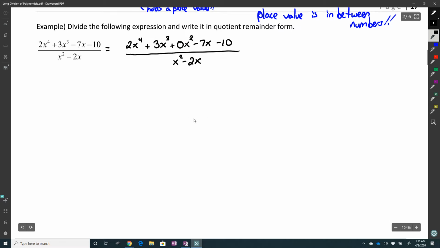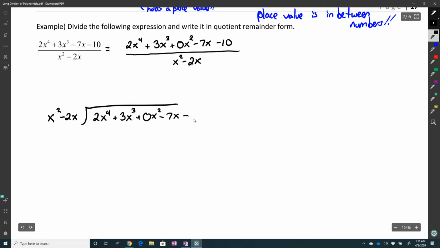If you want to try it on your own, feel free to pause the video, try to work it out. But let's go. So I have x squared minus 2x, and I have 2x to the fourth plus 3x squared, 3x cubed, sorry, plus 0x squared minus 7x minus 10.